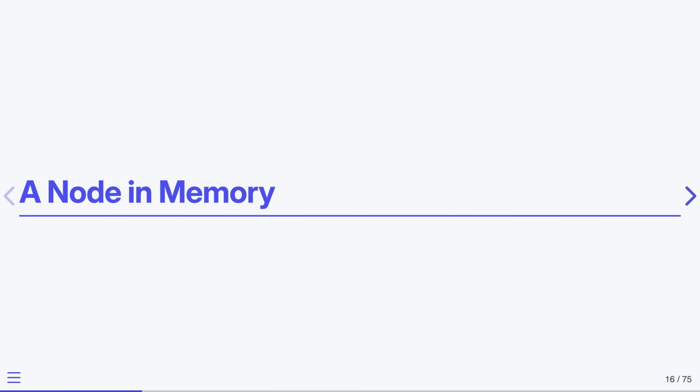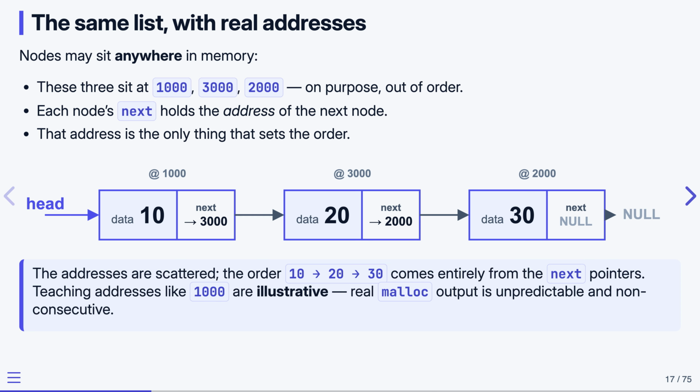Now we go down to the memory. Let's see a node in memory, where it sits, how many bytes it takes, and why the order lives in the pointers. Nodes can sit anywhere in memory. Let's give them real addresses and see what holds the list together.